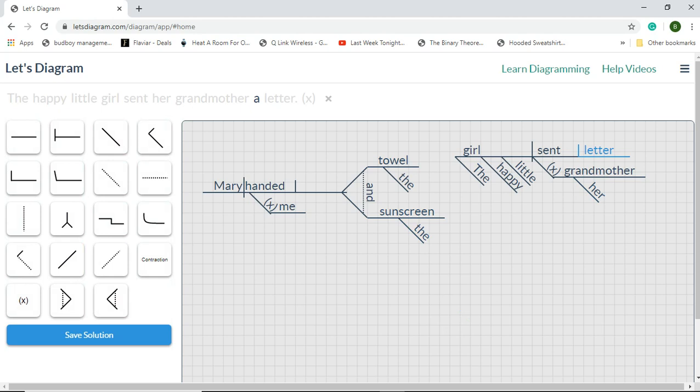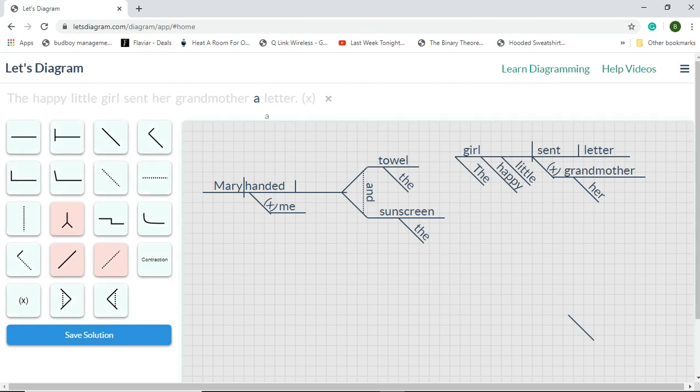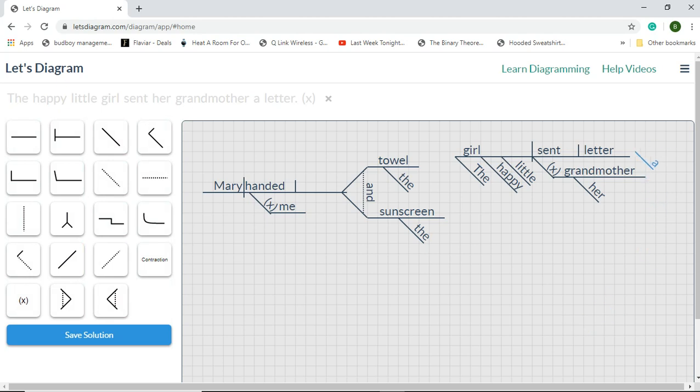Now, the letter, what she sent, a letter. Okay, so that is an adjective modifying the direct object letter. Good, that's what that one should look like. So we have girl is the subject, sent is the verb, letter is the direct object, the happy and little are all adjectives telling us about girl.